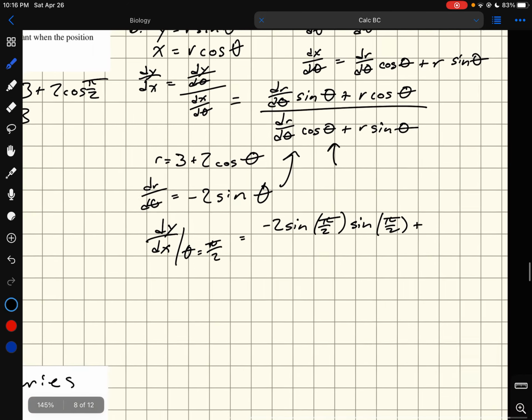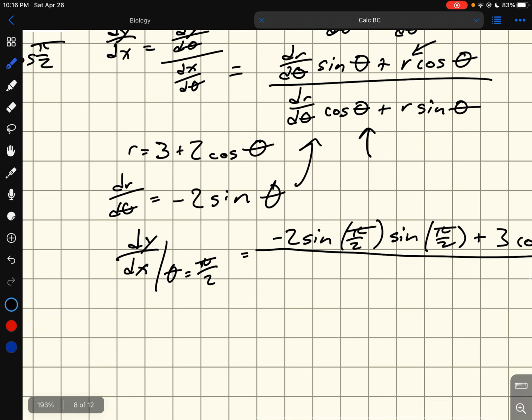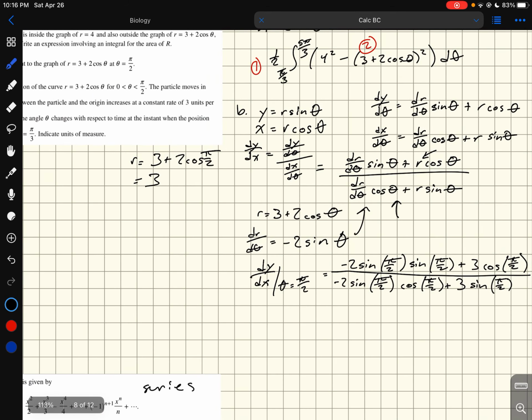Okay. So now we can put the r, the 3 here. 3 cosine pi halves all over negative 2, another dr d theta, and then we're going to plug in the theta at the same time. And then our cosine pi halves plus 3 sine pi halves. So that is our slope.